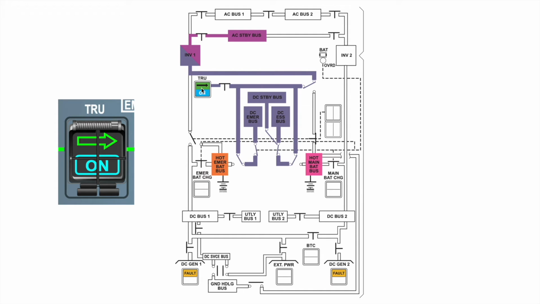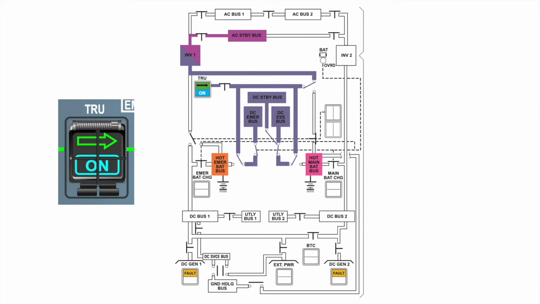When the TRU is connected, it supplies inverter 1, which supplies the AC service bus. The TRU supplies the DC essential bus, the DC standby bus, and also the DC emergency bus. The arrow on the TRU push button shows that it is supplying current to all these four buses.